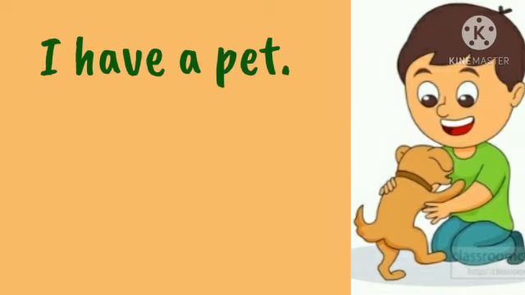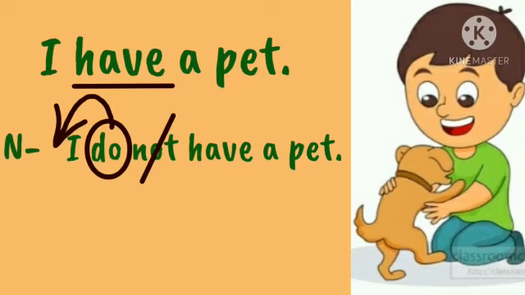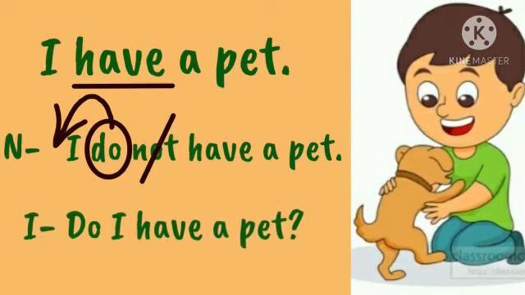First example, I have a pet. So students, which have verb is here? Have, has or had? Here is have. So its negative form will be I do not have a pet. Here we will simply change the position of do and bring it to the beginning of the sentence. Then we will remove not and put a question mark at the end. So it will become do I have a pet?